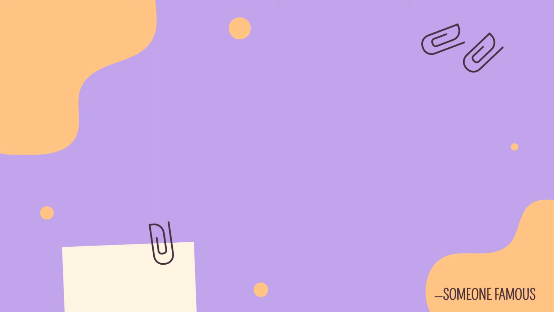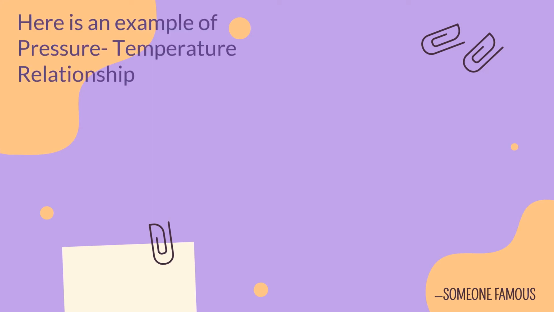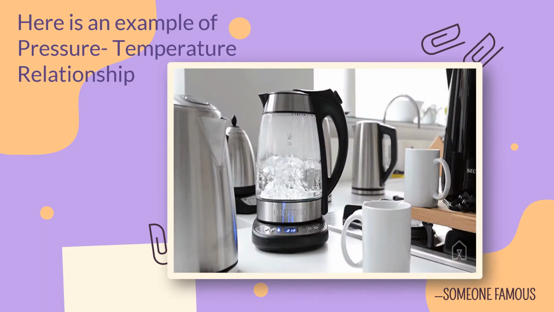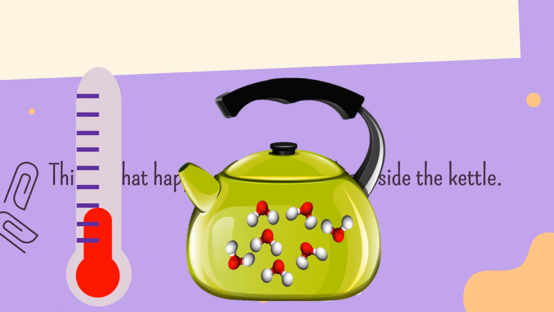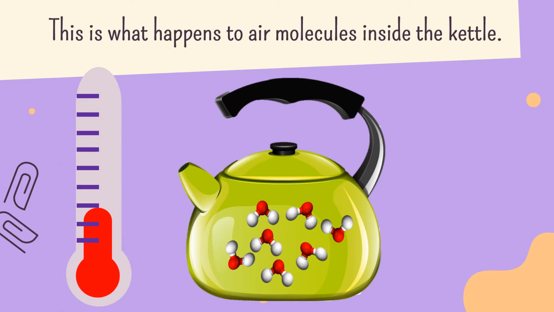Here is an example of the pressure-temperature relationship of a gas. As the water is boiling, the temperature of the gas inside the kettle increases, and as the temperature continuously increases, the force of the gas molecules also increases. One of the pieces of evidence that a gas exerts force in the kettle is when the steam is moving out of the container. So this is what happens to the air molecules inside the kettle before adding temperature to the gas present in the kettle.